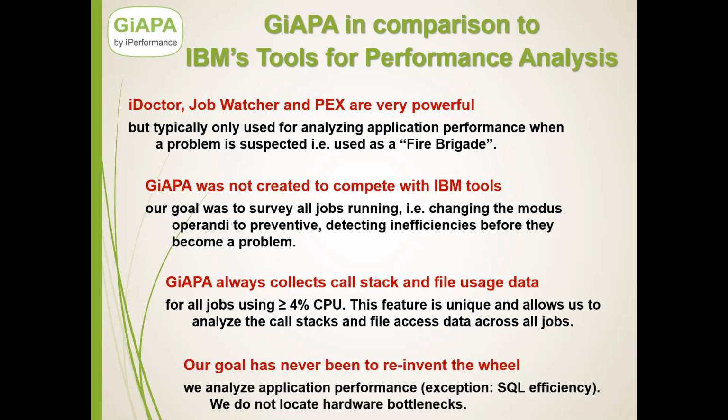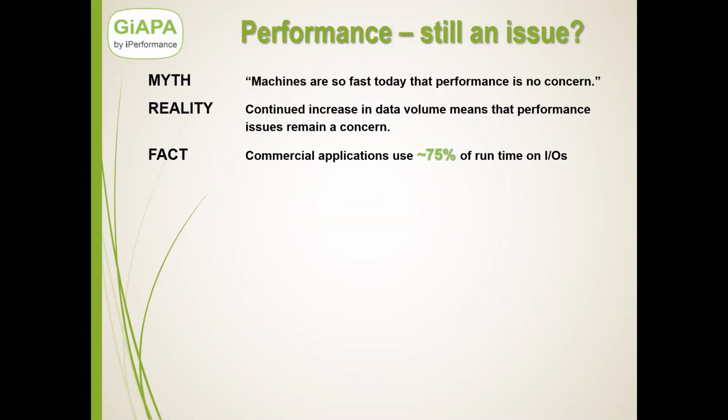The goal with GiAPA was never to reinvent the wheel. It was not designed, for instance, to locate hardware bottlenecks. IBM has very strong tools to do that. For the same reason, GiAPA does not analyze the efficiency of SQL statements, but GiAPA can, of course, see if SQL accesses tables inefficiently.